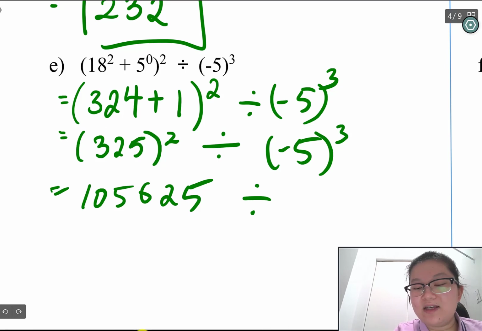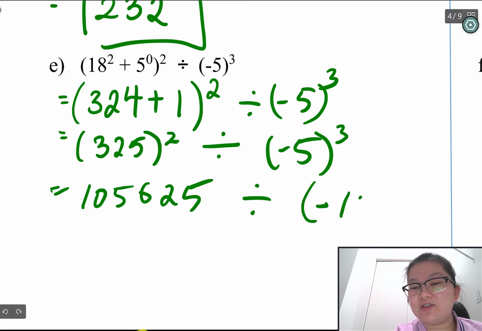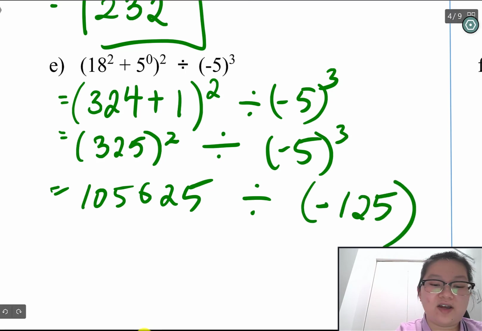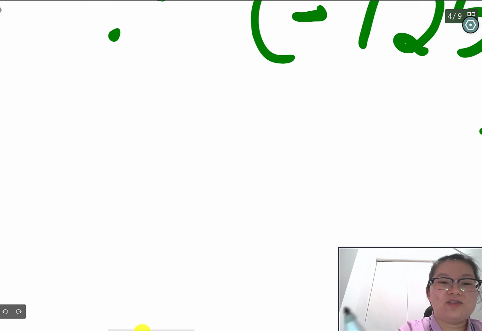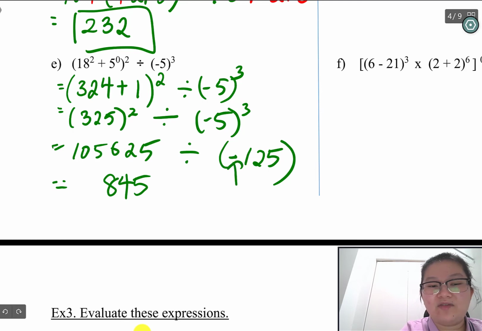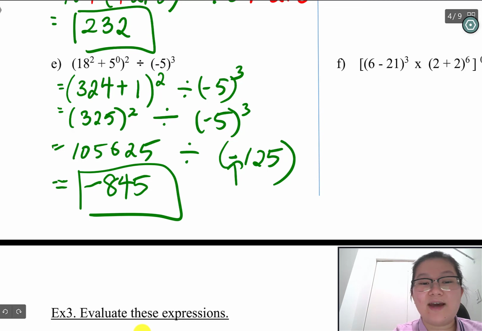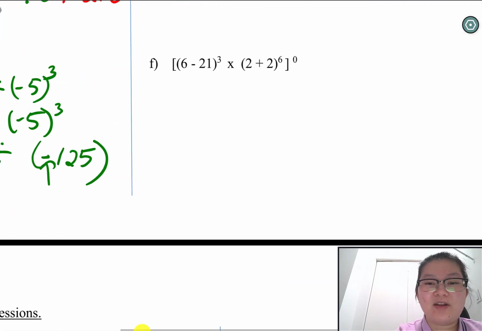Divided by, this is negative 5 to the power of 3. So my answer is going to be negative, and 5 to the power of 3 is just 125. So take this number, divided by 125, and 845. So notice I didn't put in my negative because I know that my final answer is going to be negative anyways. You just have to remember that, otherwise you will forget that it's negative, and it's important that it is, okay? Last but not least, F.